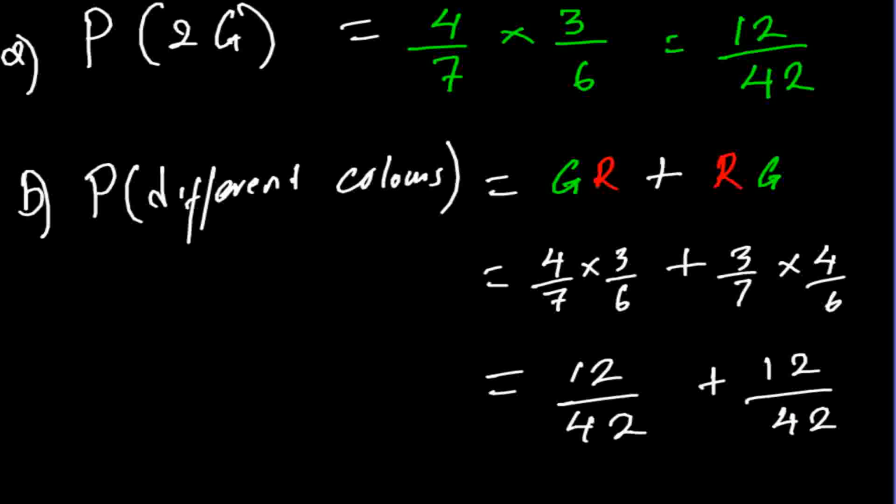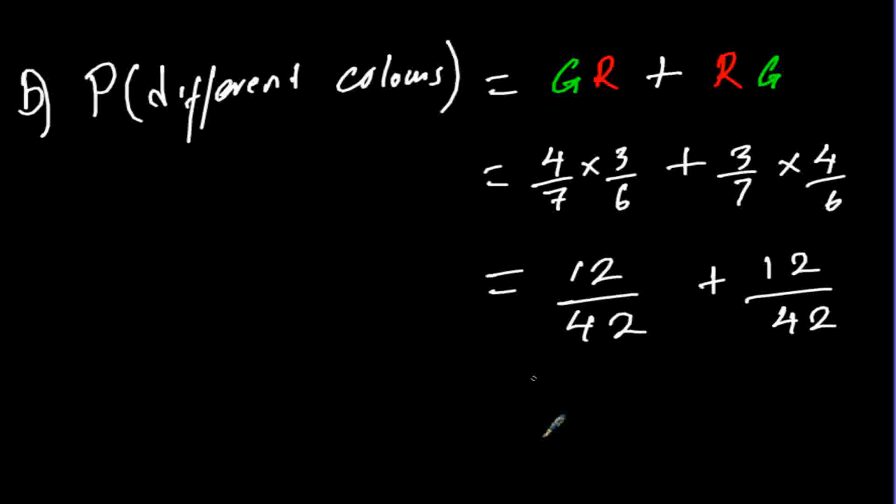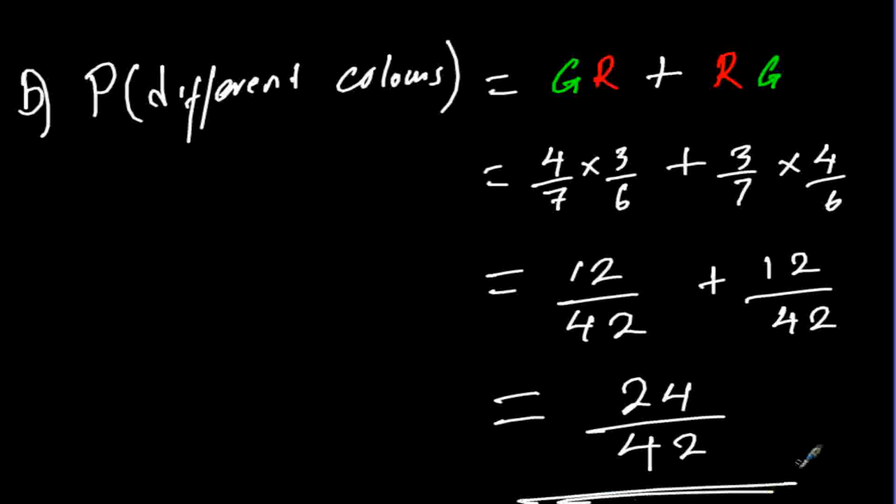So adding fractions which are having the same denominator, we just add the numerator. So that will be 24 out of 42, as I told you, even if we don't reduce. So that is our answer.